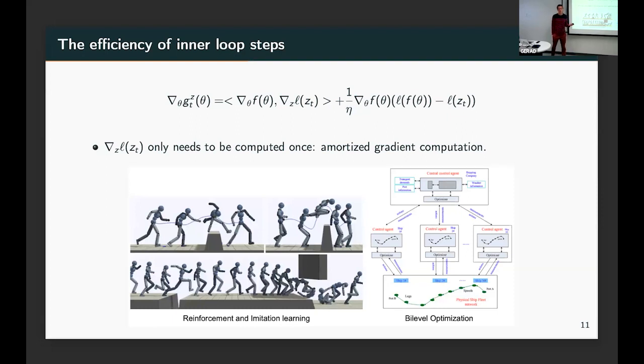Do people here do some bi-level optimization? Do people here do some RL? Okay, so the union is like 2.5 people.